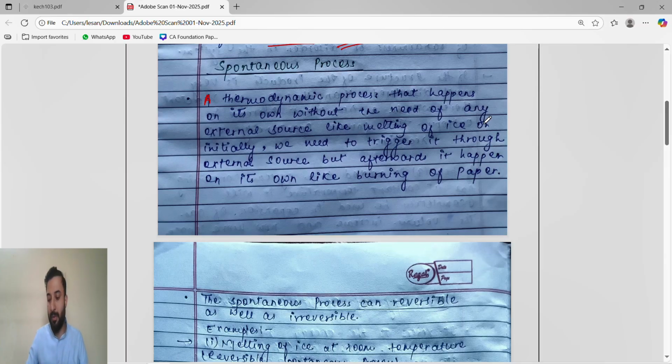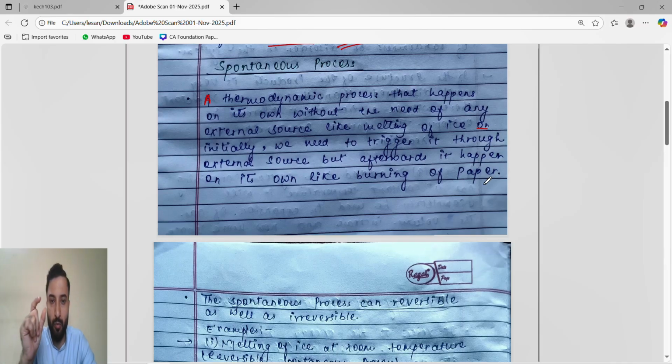Okay, see, melting of ice here, what they said, a thermodynamic process that happens on its own without the need of any external source, like melting of ice, or initially we need to trigger it through an external source, but afterward it happens on its own, like burning of paper. So spontaneous process, what I said, spontaneous process means first thing is either the process will happen by its own, we should not have to do anything, the process will happen by its own.